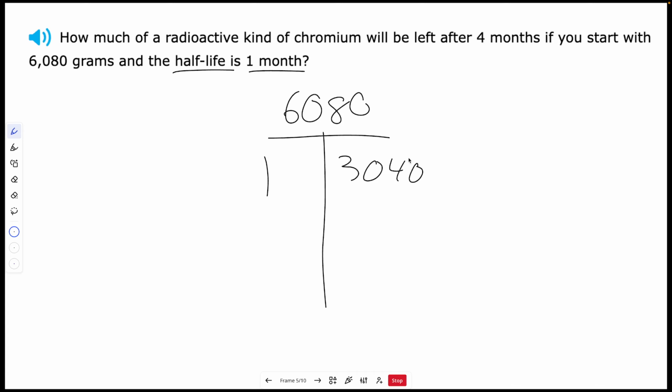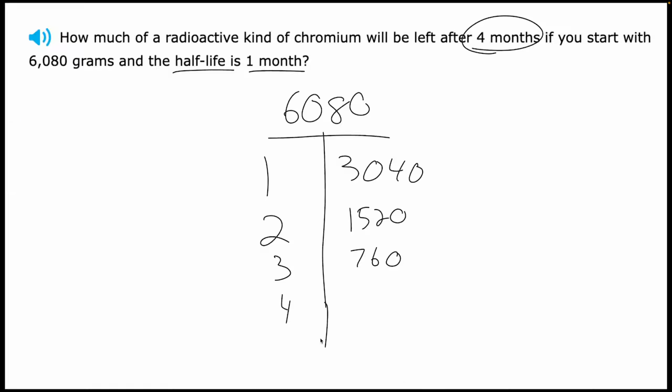And we're going to repeat this process because it wants to know how much we will have left after 4 months. So after the second month, we cut it in half again. We divide by 2. 3,040 divided by 2 gives us 1,520. Repeat, third month, 1,520 divided by 2 is 760. And in the fourth month, we do 760 divided by 2, and we end up with 380. This is the final answer.